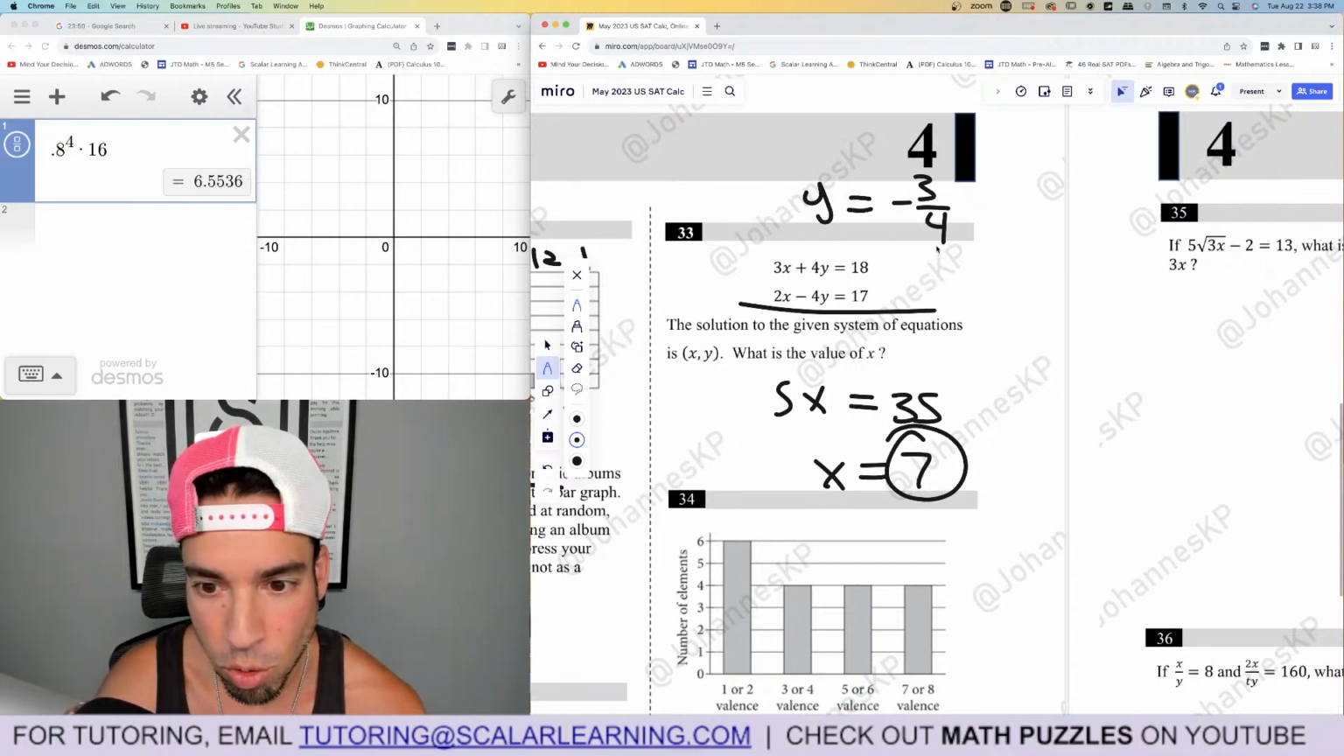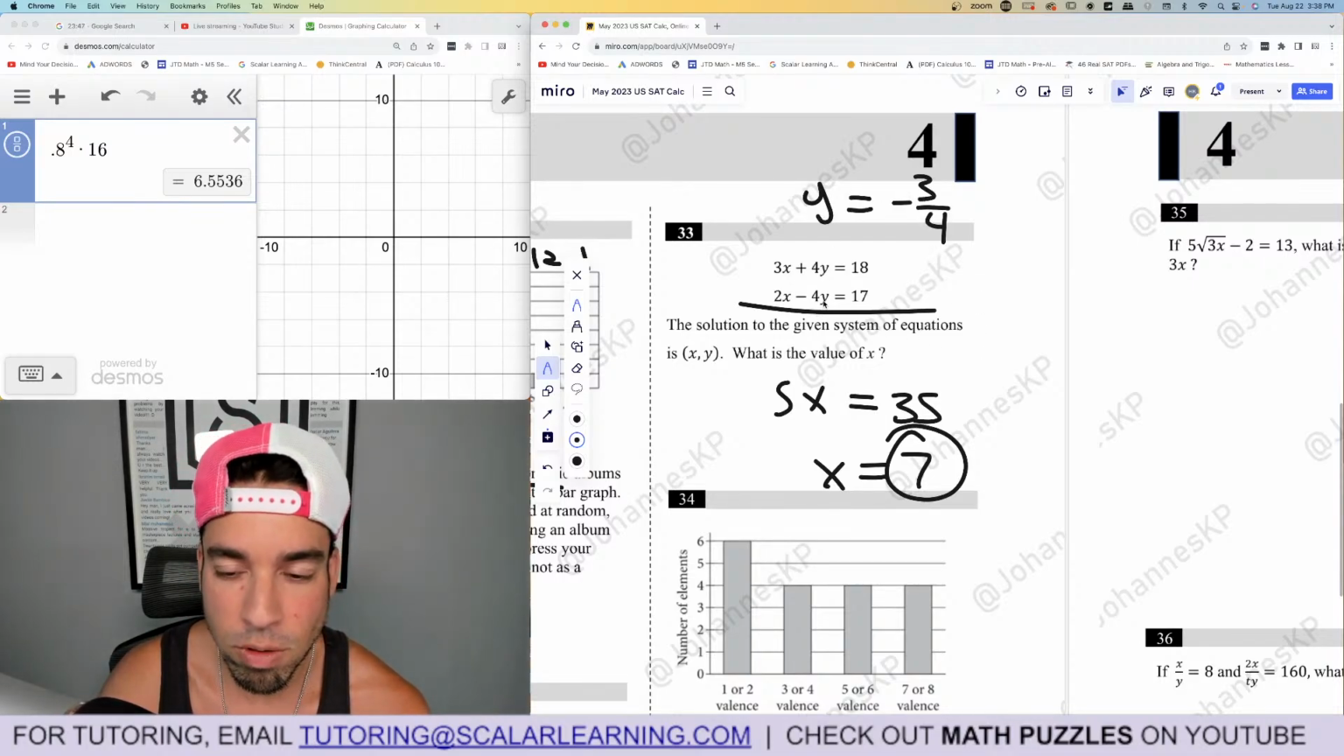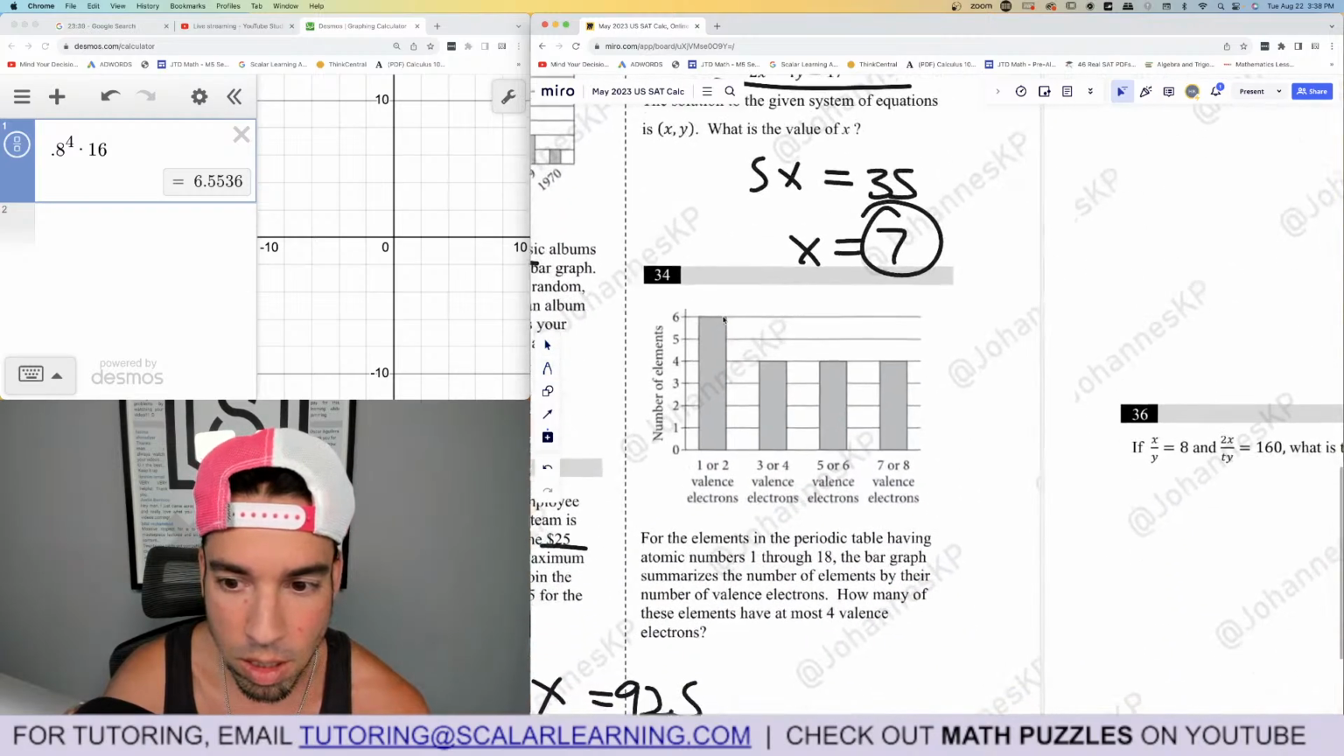So we're going to check both equations. Negative 3/4 times negative 4 is 3, plus 14 is 17. It works. 3 times 7 is 21, plus negative 3 is 18. Boom, done. And that's that.